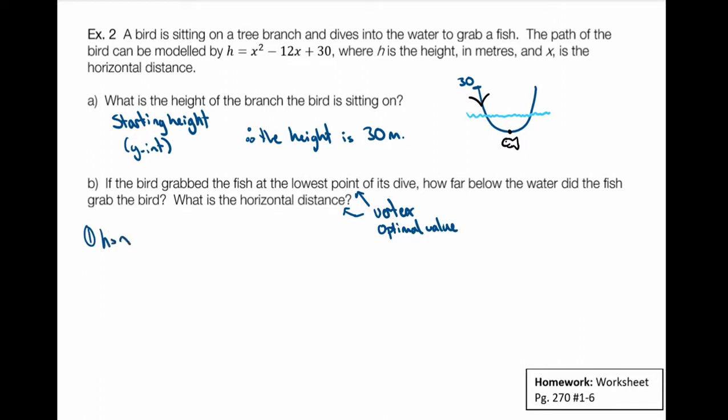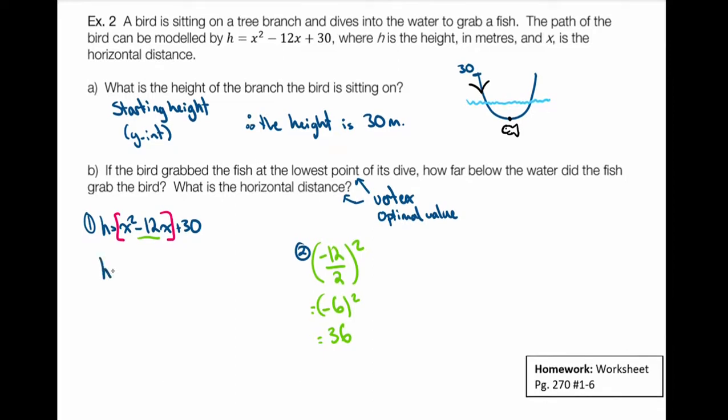So the first step, I'm going to take my equation, h equals x squared minus 12x plus 30, and I'm going to put brackets around the first two numbers. My next step, I'm going to find my magic number. I'm going to take that second value, the negative 12, divide it by 2, and then square it. So here I get negative 6 squared, which equals 36.